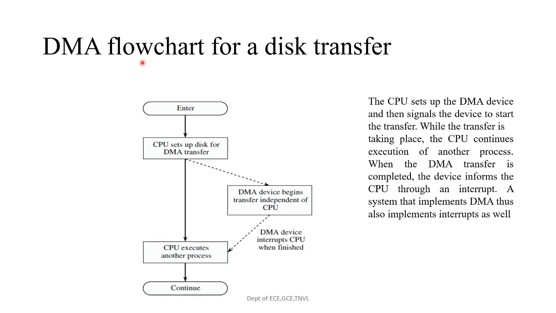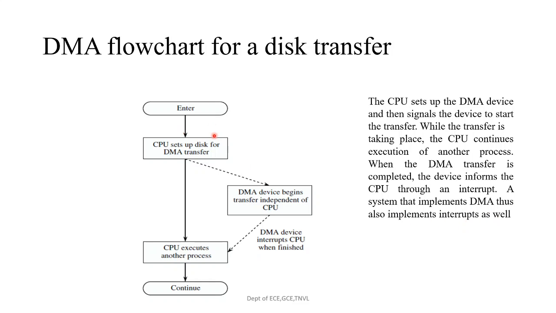So this is the DMA flowchart for a disk transfer. The CPU sets up the DMA device and then signals the device to start the transfer. While the transfer is taking place, the CPU continues execution of another process. When the DMA transfer is completed, the device informs the CPU through an interrupt. A system that implements DMA thus also implements interrupts as well.